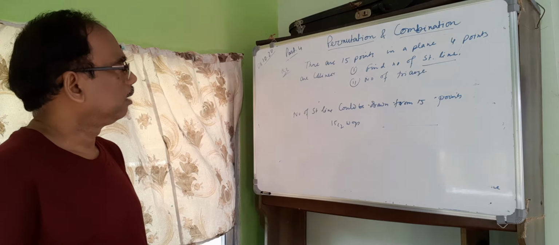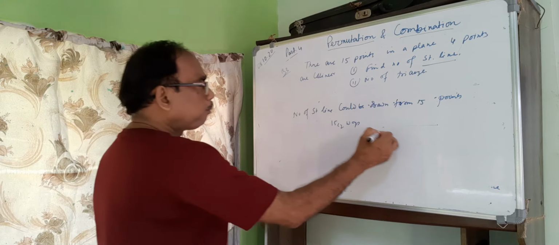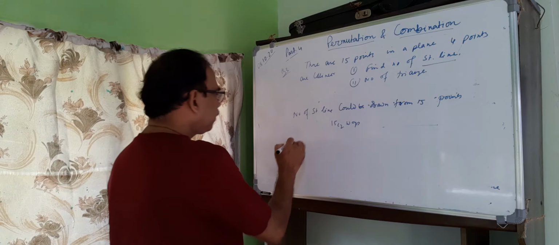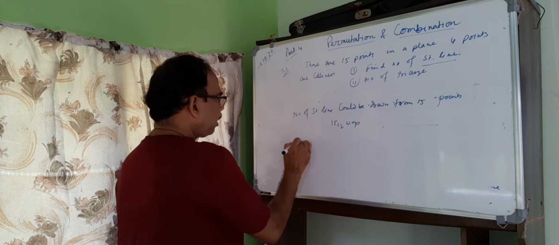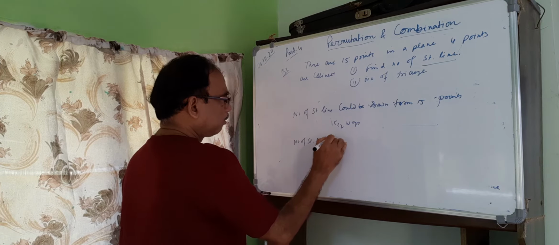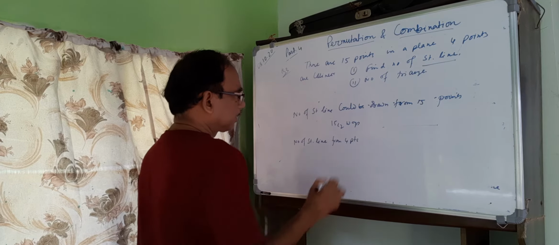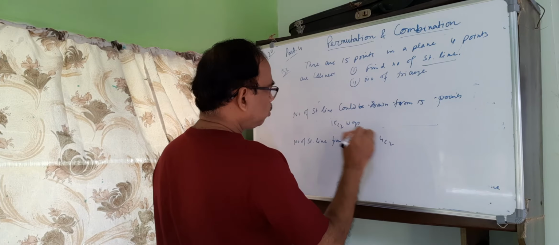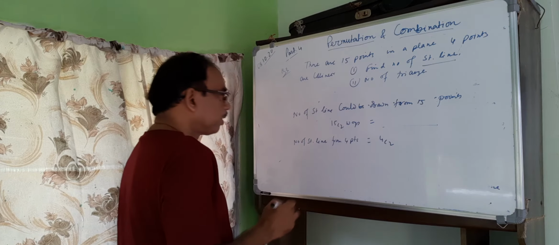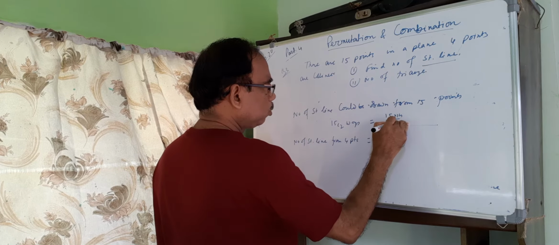But here, out of 15 points, 4 are collinear. So from 4 points, how many straight lines could be drawn? Number of straight lines from 4 points equals 4C2. 15C2 means 15 into 14 by 2 into 1.